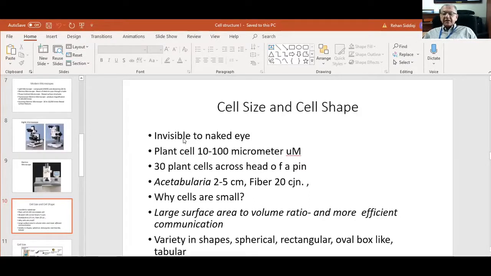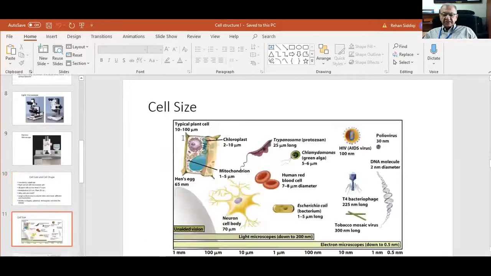Now the question is, why are cells so small? And the answer to this is that this is because of large surface area to volume ratio. And with these small cells, you can have more efficient communication. There is variety in shape of these cells. They are spherical, rectangular, oval, box-like, and tabular. So these are the different types of cells, cell size and cell shape.